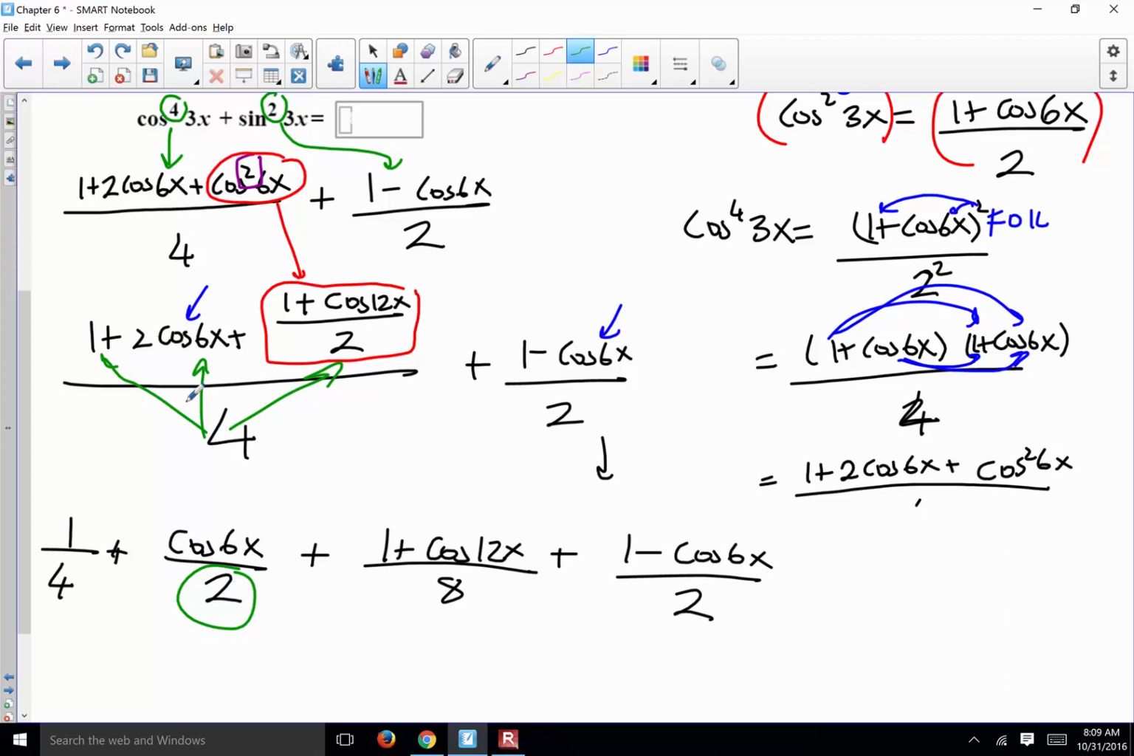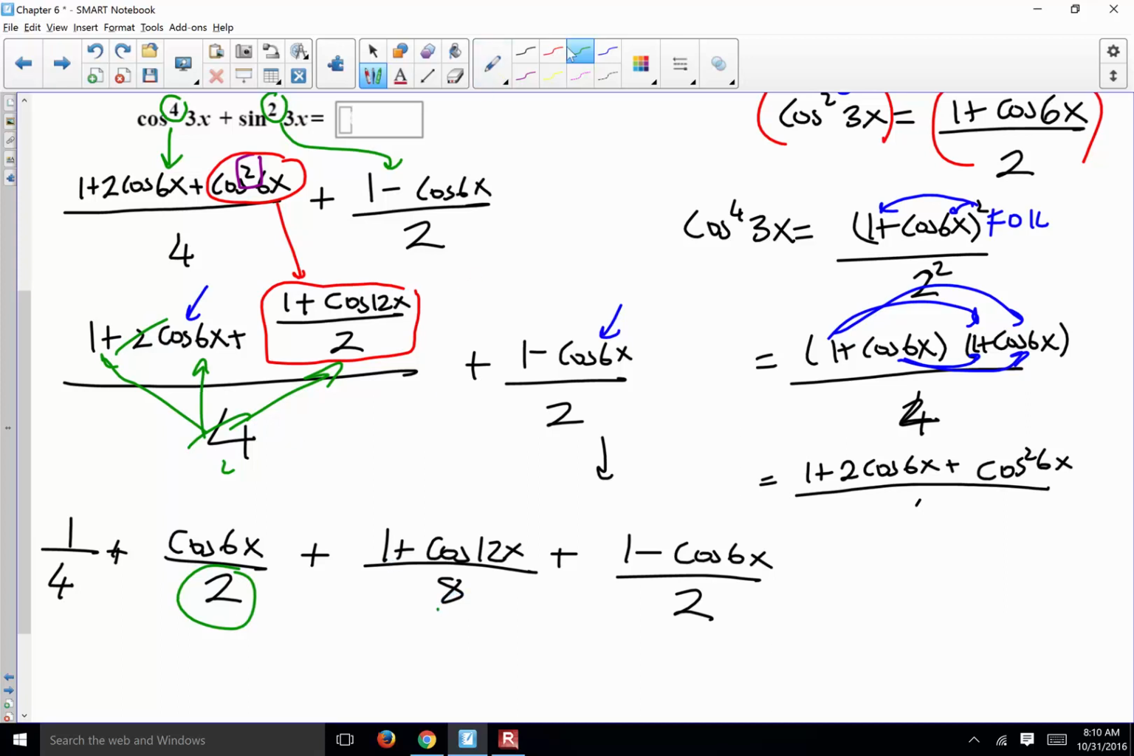1 over 4. 2 over 4. Do you see 2 over 4? I cancel 2 and 4. Kinda like that. Okay? And then this is 2 over 8. 2 over 8. They combine. 2 and 4 combine into 8.